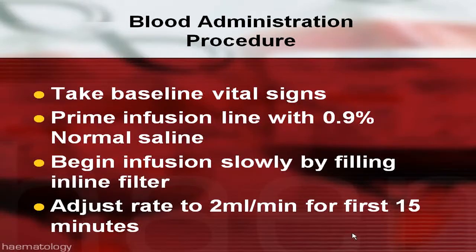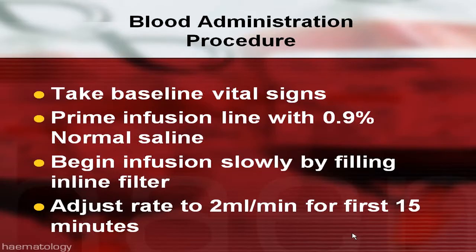Okay, I meant to bring a picture showing some of the tubing. I was going to bring it and pass around so you could see. The tubing always has a Y in it so that you can have the saline going from one line and the blood coming from another. Okay? But they Y together above the filter. You adjust the rate slowly.